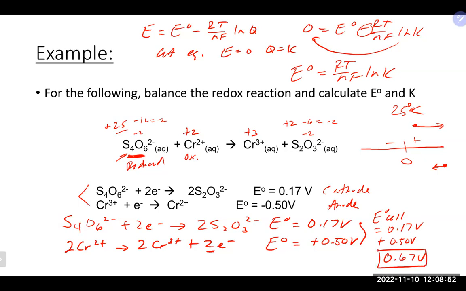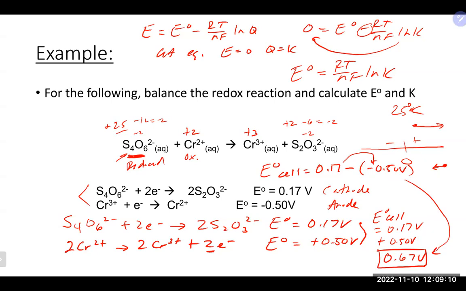Once again, you would get the same answer if you took E of the cell equal to my cathode minus my anode without flipping the sign. Once again, that's going to flip the sign for you, and you'll get down there as well. Any question on that there?